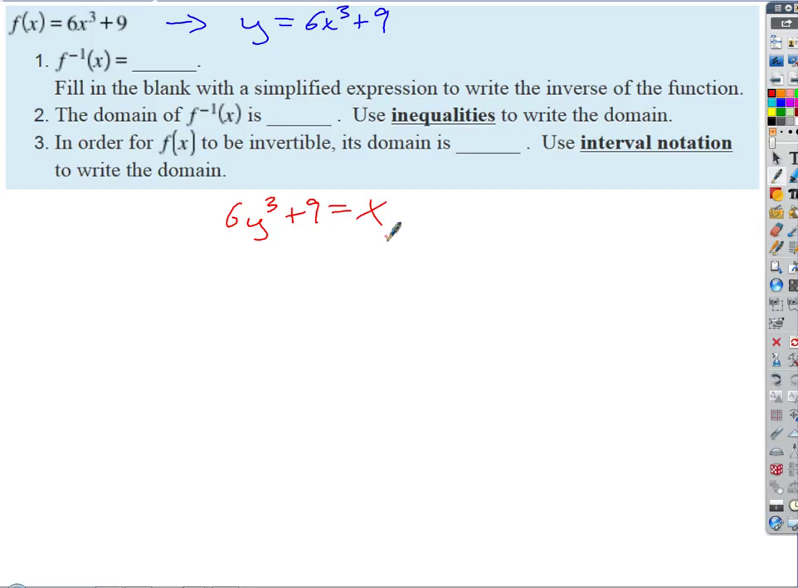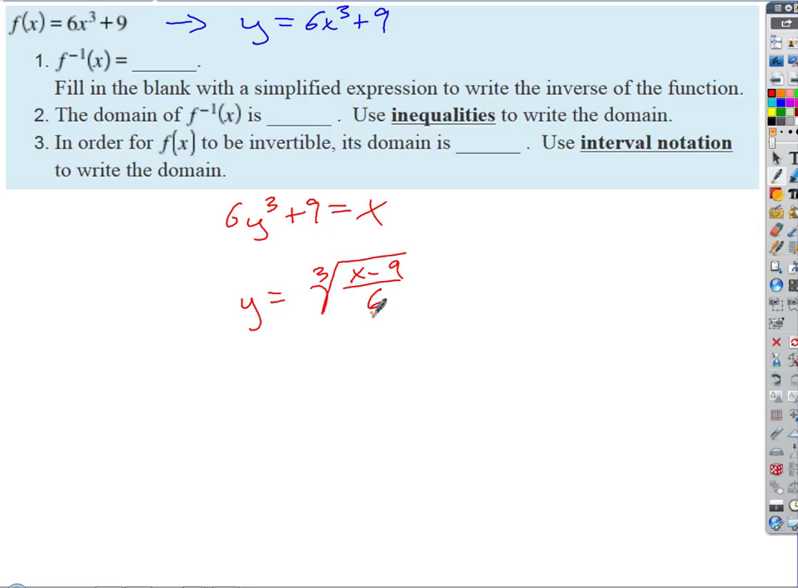Okay, good. And remember with the cube root, do we have to do the plus or minus? No, we don't. Good. So then we'd end up with what? y equals the cube root of (x minus 9) all over 6. Everybody good with that?